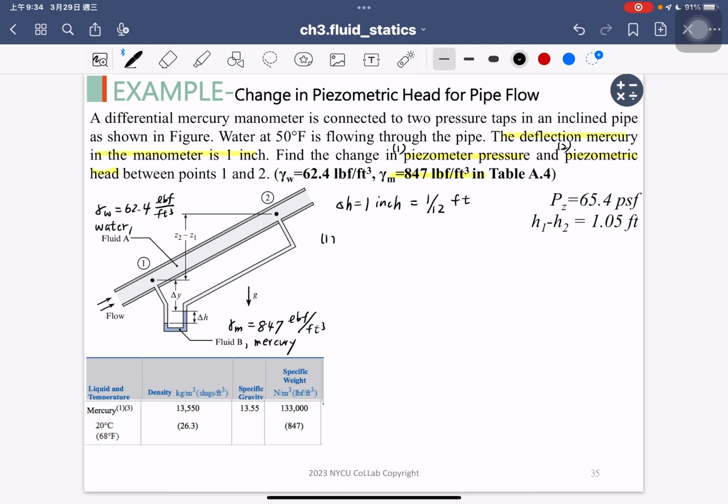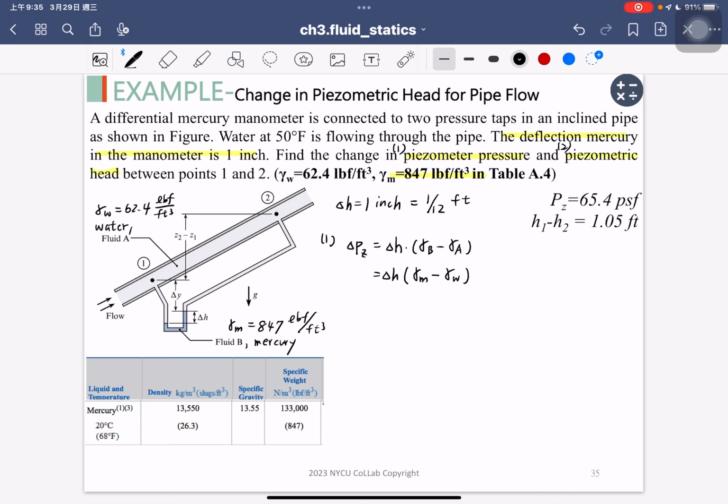Okay, so as you remember, for answering question 1, the piezometric pressure difference between point 1 and point 2 will equal the diffraction height, right, multiplied by gamma B minus gamma A. And we know that gamma B is our manometer fluid, so I replace B with the mercury specific weight, and the flowing fluid is right now the water, so I use gamma W.